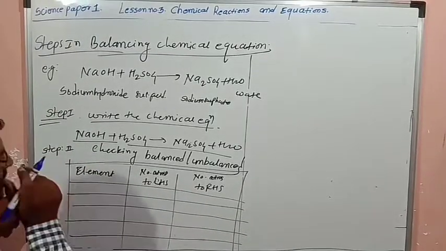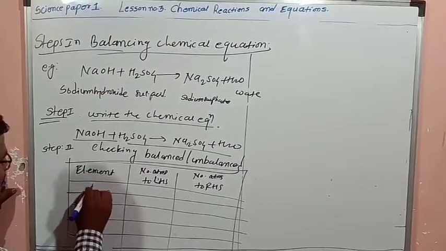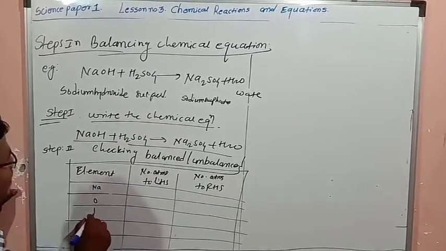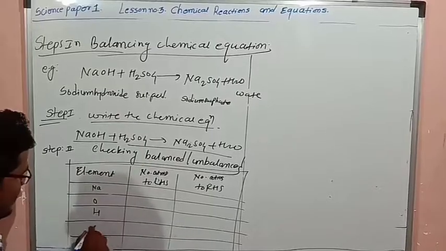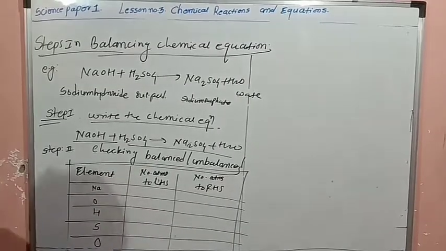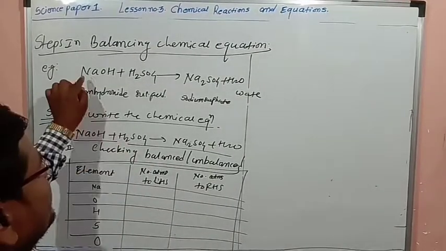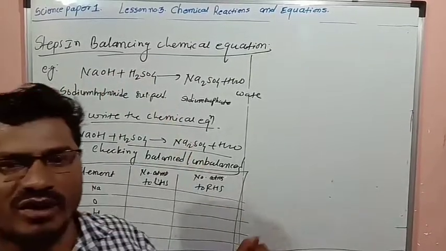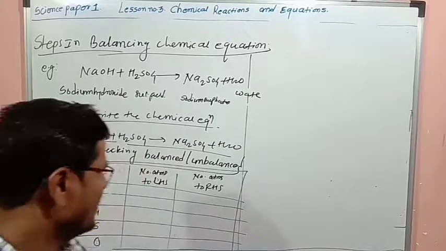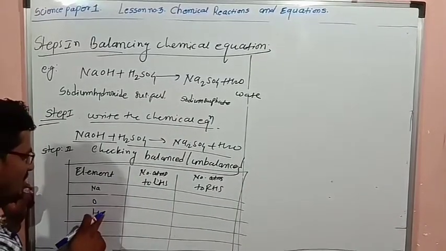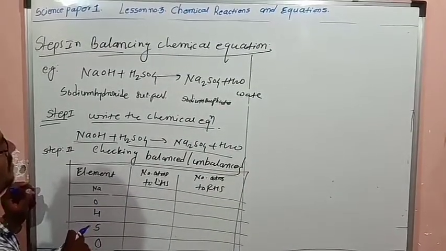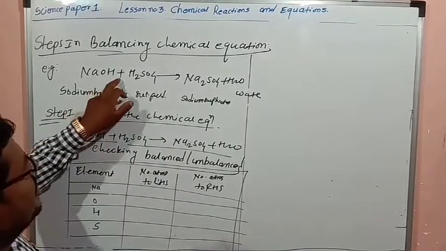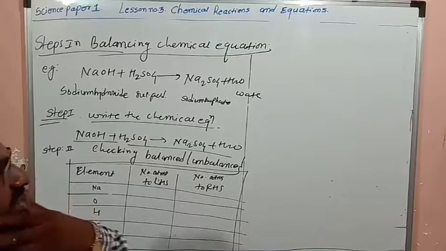So which atoms are there here? First is sodium, second is oxygen, then hydrogen, then sulfur, and then oxygen. How many atoms are there? 1, 2, 3, 4 atoms are there: sodium, oxygen, hydrogen, sulfur.